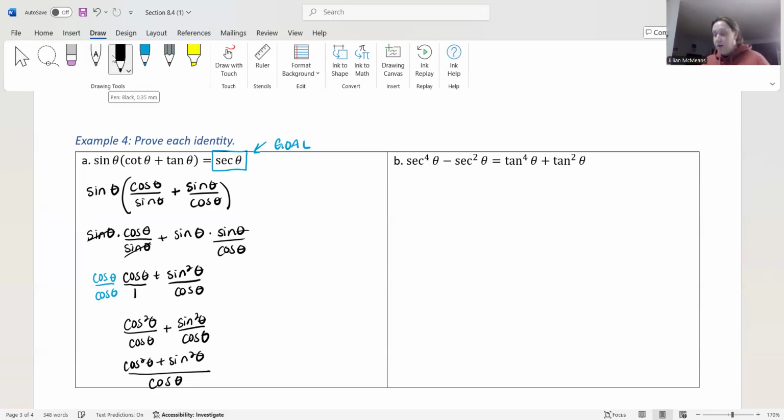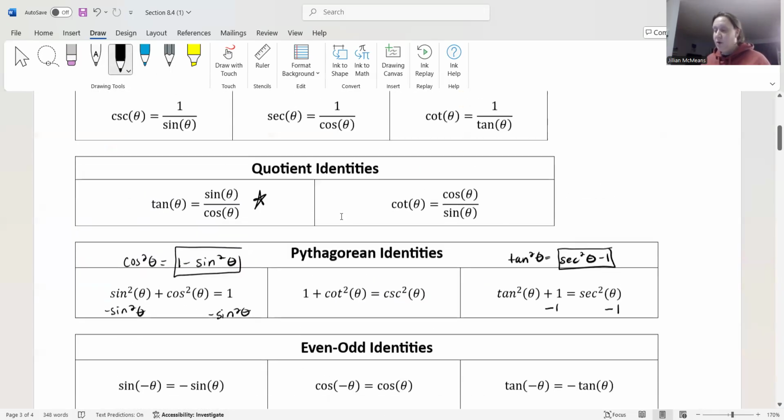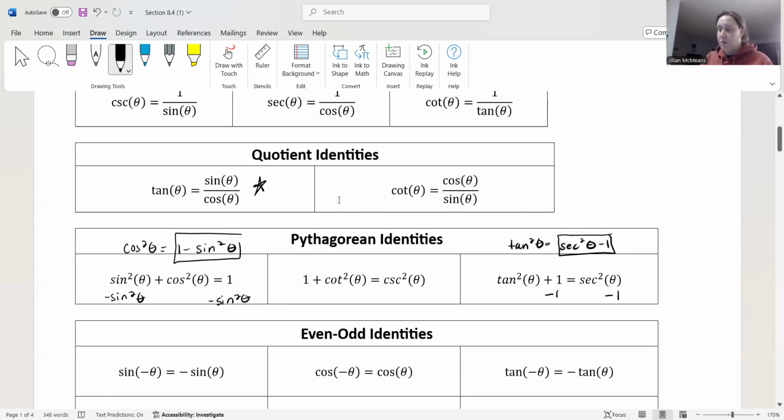All right, well, darn, has this done anything for us? And it may not look like it, but actually we're really getting somewhere, because if we go back to the Pythagorean identities, we have this one right here. Let me erase some of our side work.